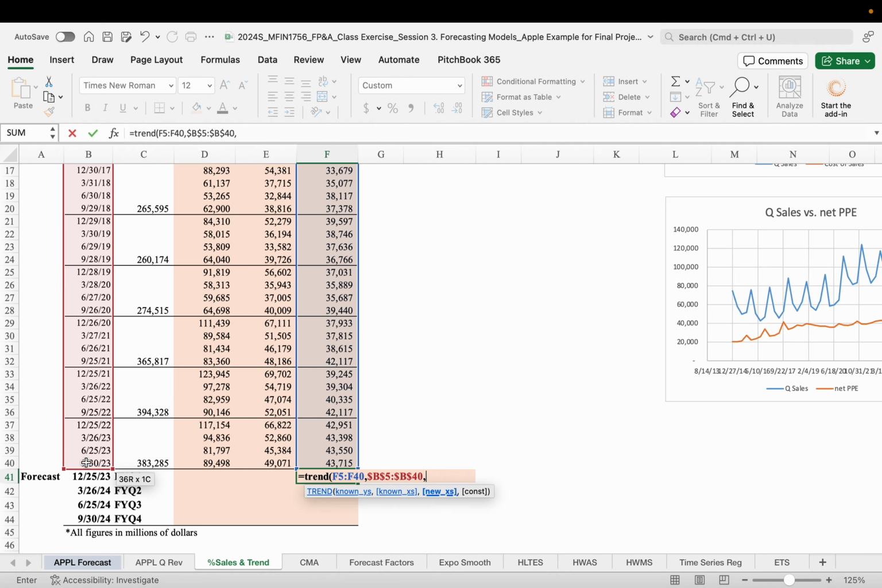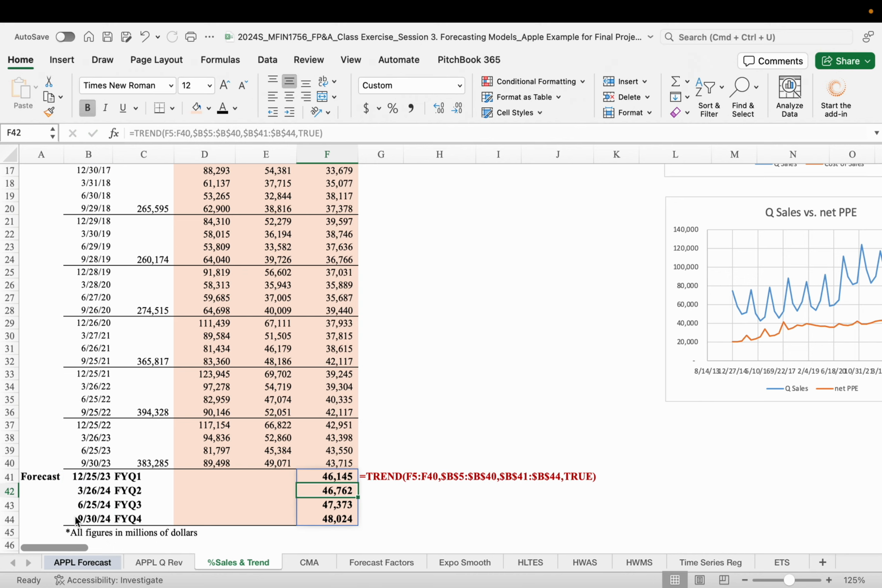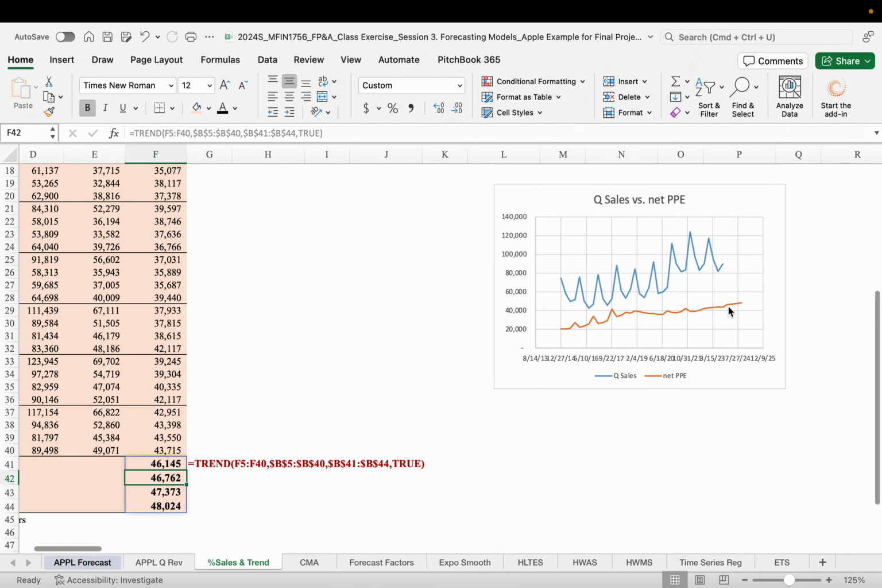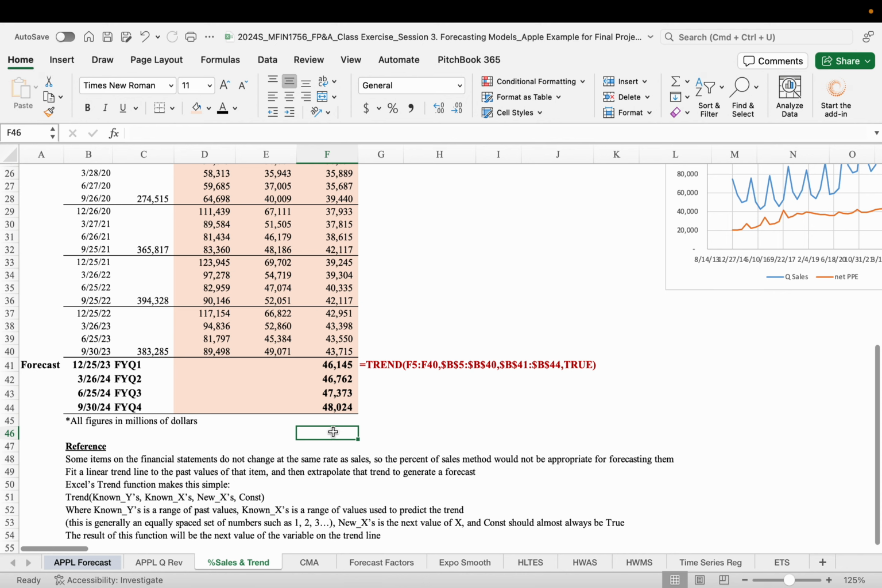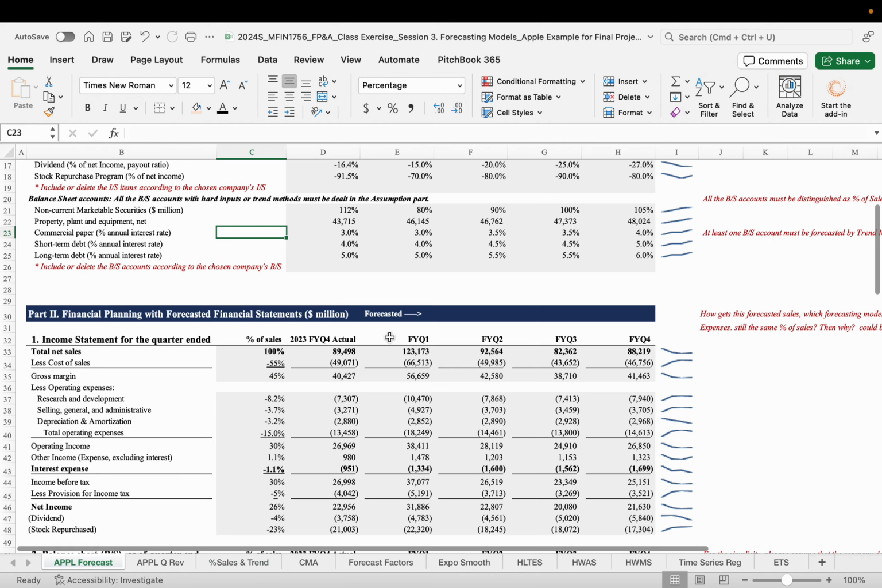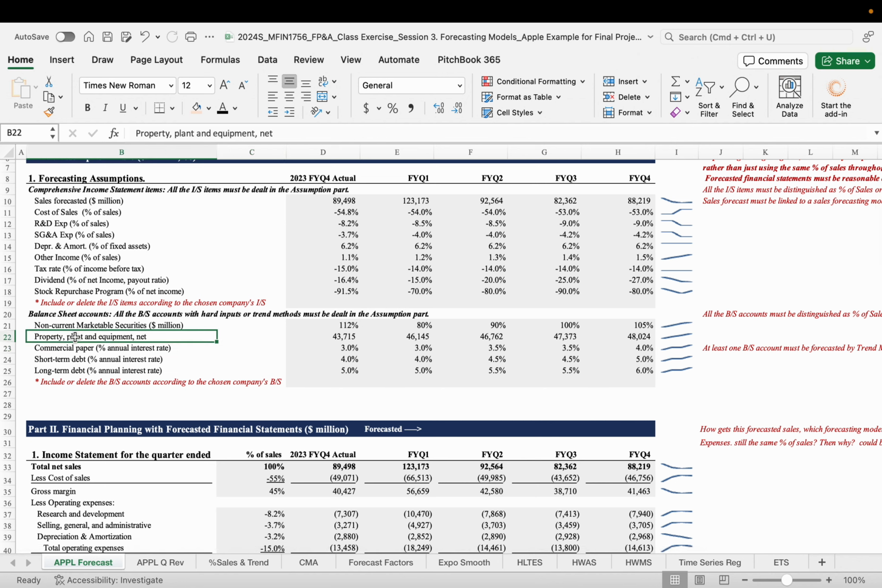So anyway, let's finish. And then the new x-axis, here I want to fix, comma, and then the constant is generally TRUE normally. So here TRUE. Then it will show the trend here. Do you see the trend? We stopped it here, but now we generate some trend here, right? So this is the net property, plant, and equipment, so some trend. Then this trend can be linked to the property, plant, and equipment assumption table. Do you see here? Right?